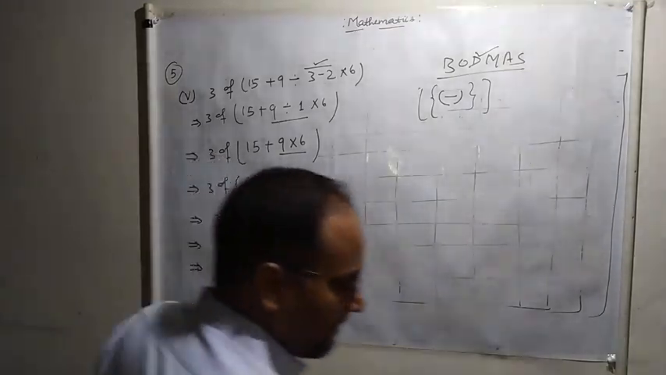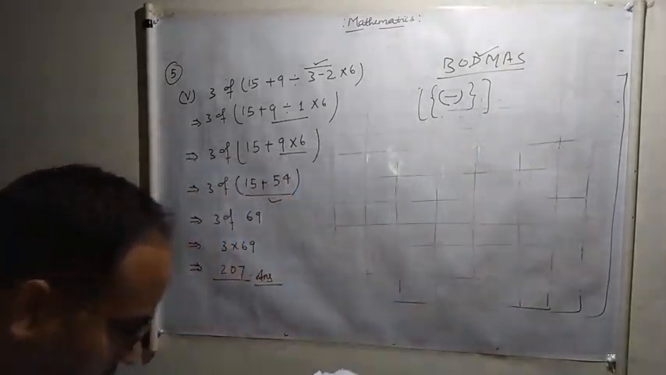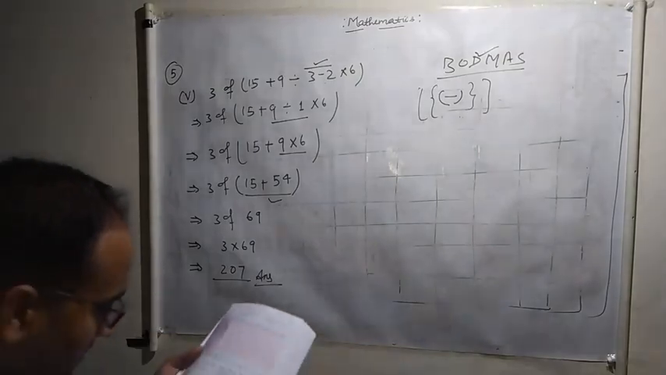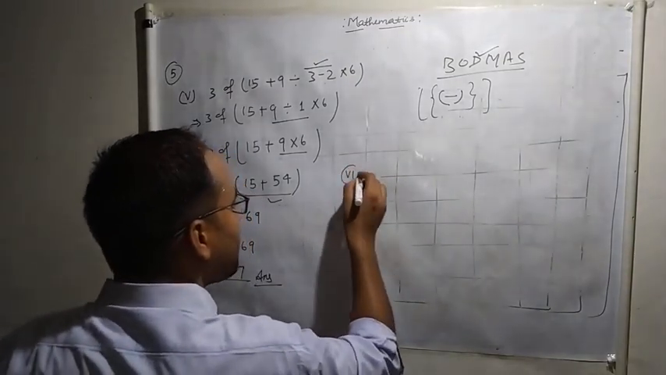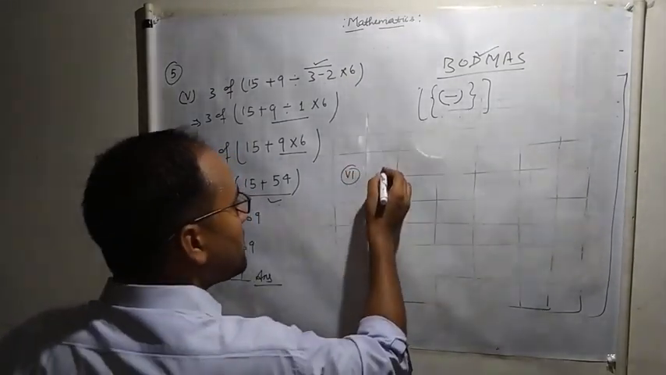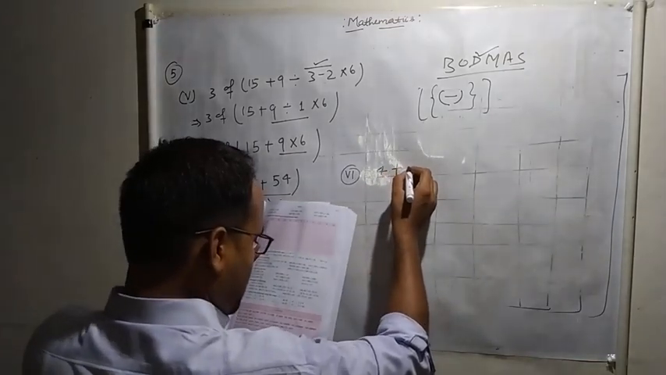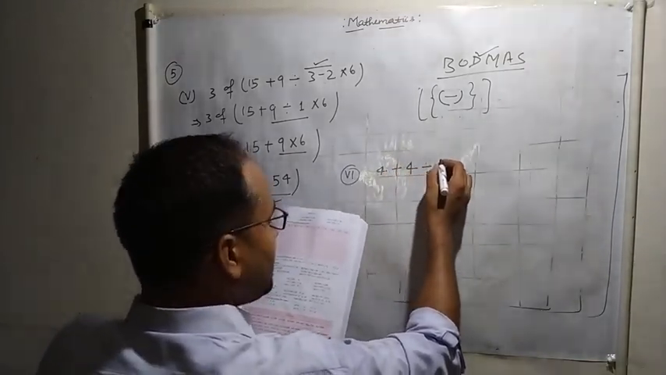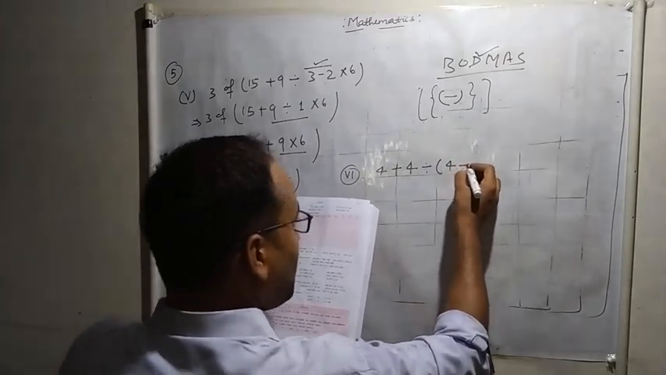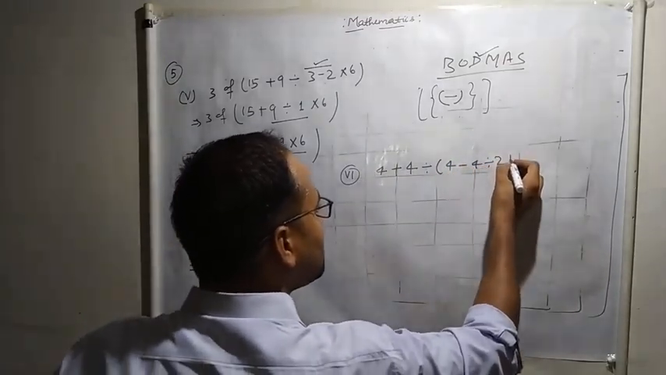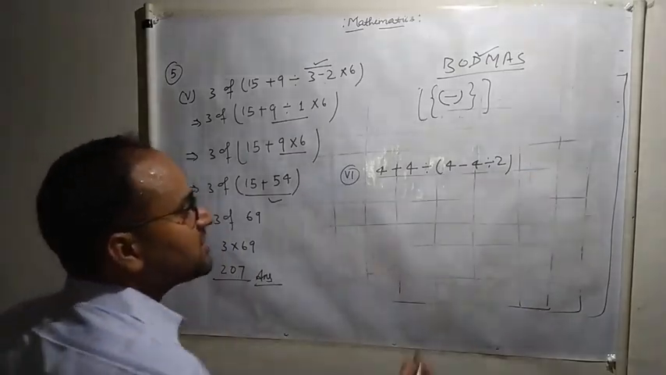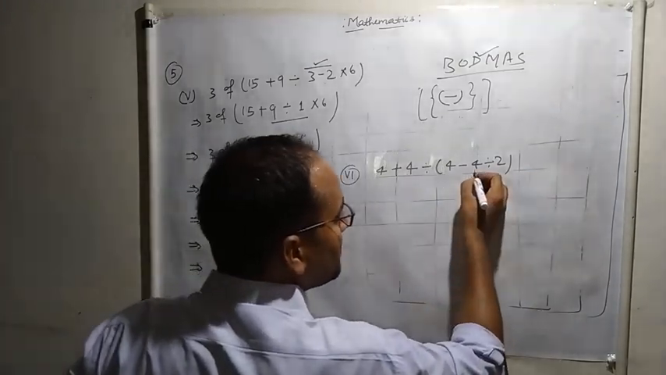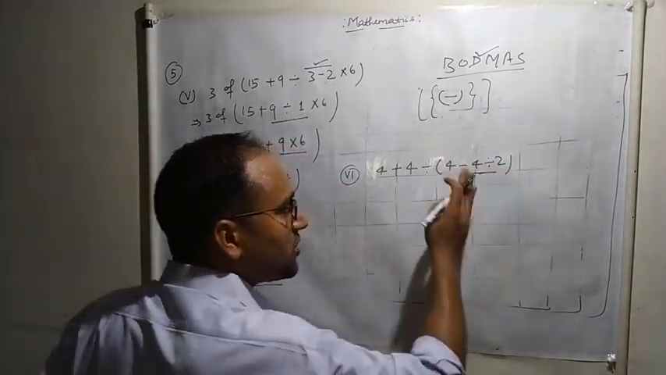Okay, students, one more question I want to do. Question number 6: 4 + 4 ÷ (4 − 4 ÷ 2). This one is your question, students. So first I'm going to solve this bracket.